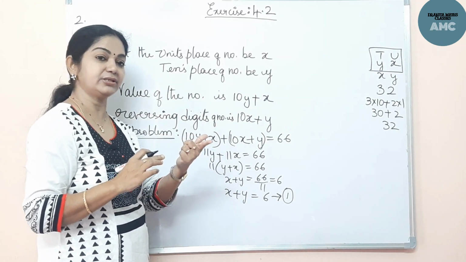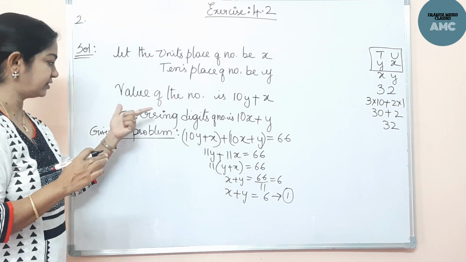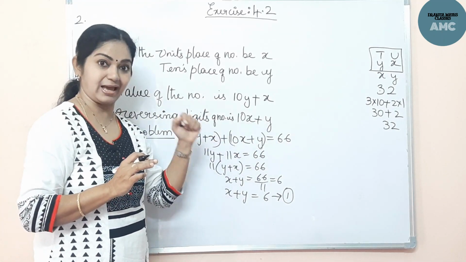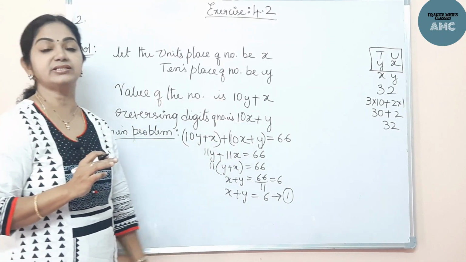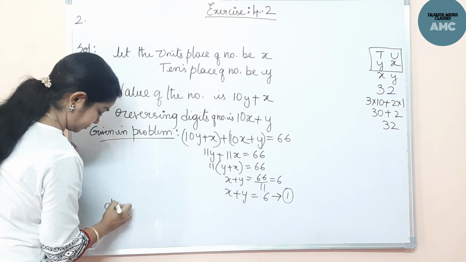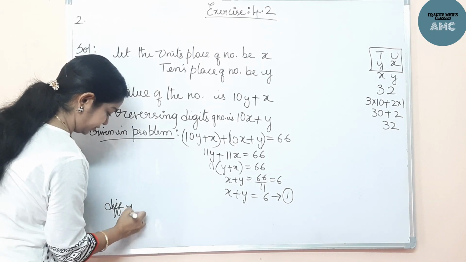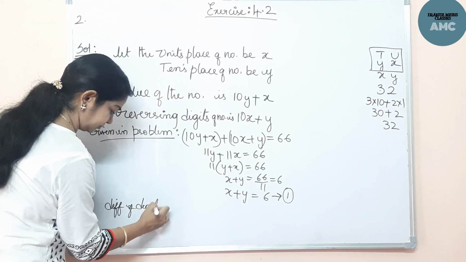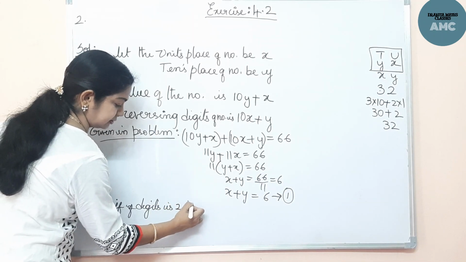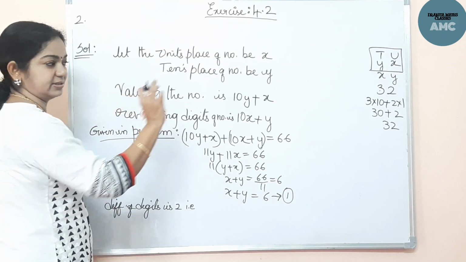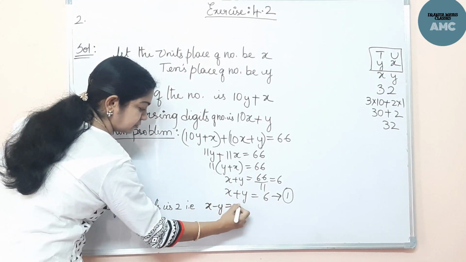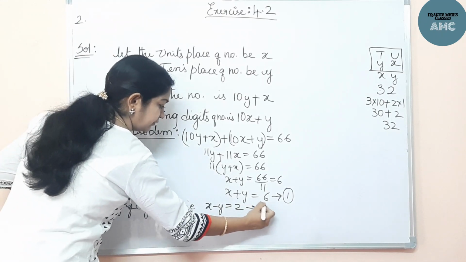Also there is a condition in the question: the number and the reverse of the number sum up to 66, and the difference of their digits is 2. The digits are x and y, isn't it? So the difference is x minus y equal to 2. This is also a given condition. So we got two equations.